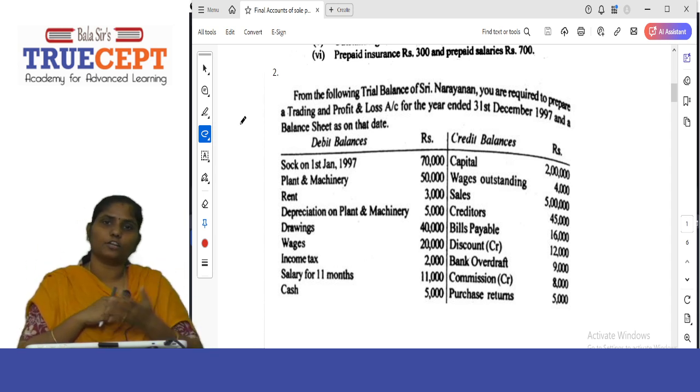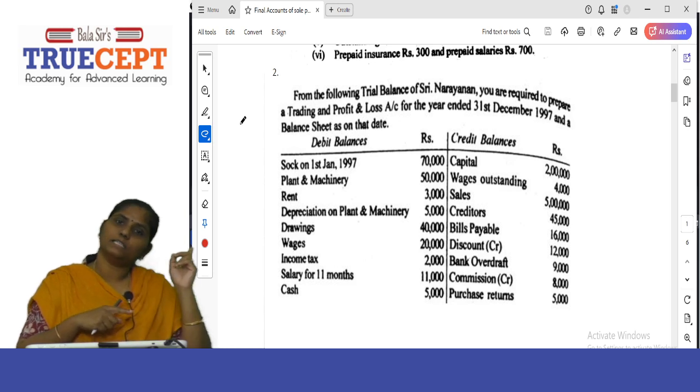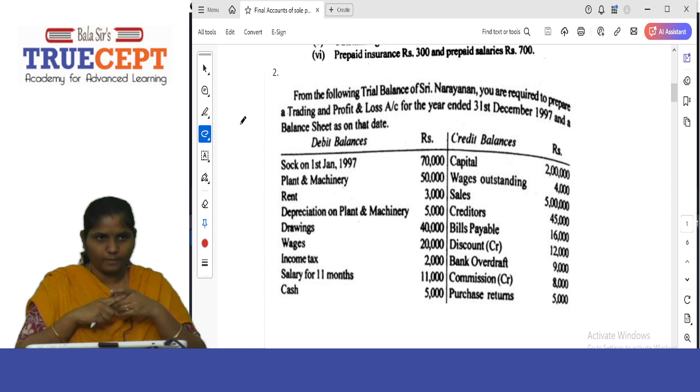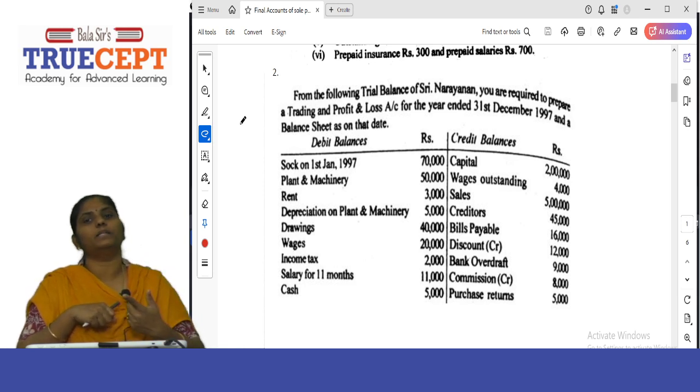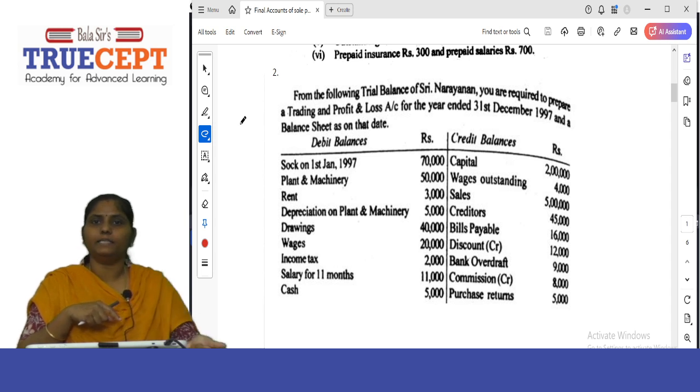Remember, we discussed interest on loan already, in the one sum where Abdul's loan was given, right? Here, salary is given for 11 months. It is an inbuilt adjustment even if it is not explicitly given. You have to calculate 1 month's salary and add it to the respective expense in P&L and put it on the liability side of the balance sheet.